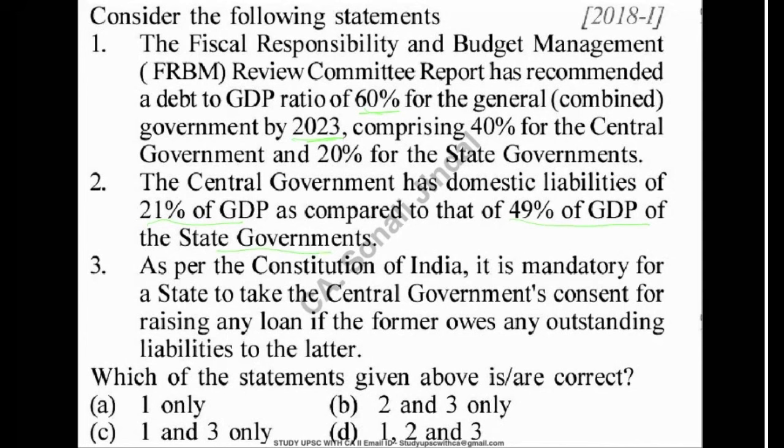Here if you see the first statement together, the first statement is saying the central government needs to reduce its debt to 40%, but the second statement is saying the central government has only 21% of the GDP. It means these are contradictory or opposite statements. These can't be correct together. So we need to eliminate statement D.